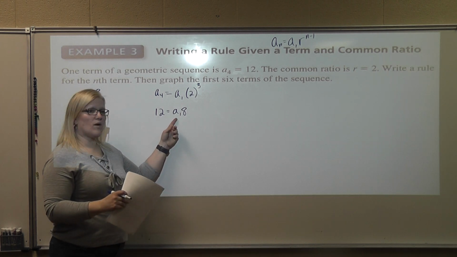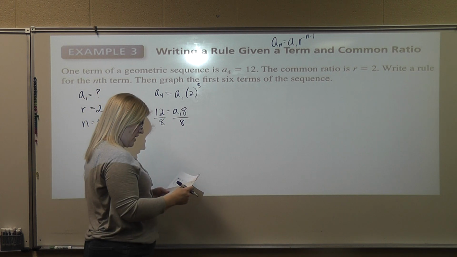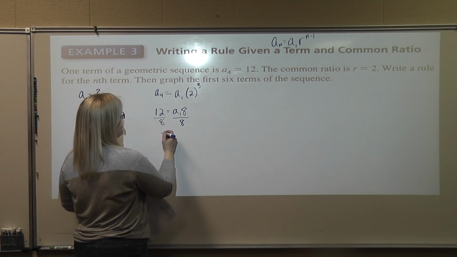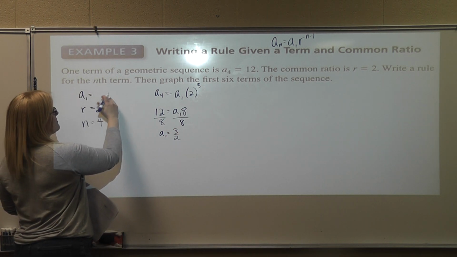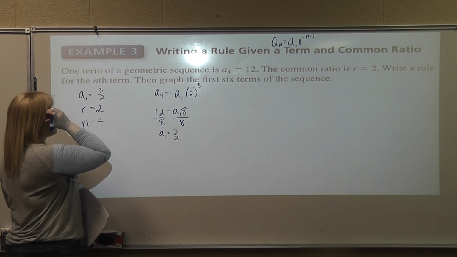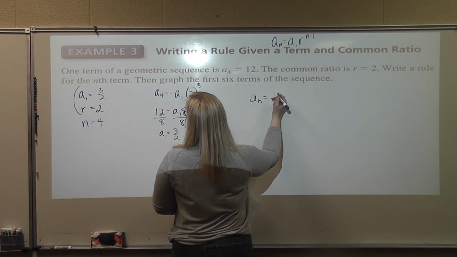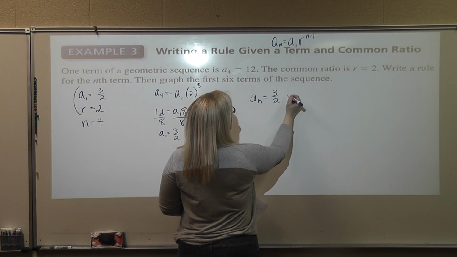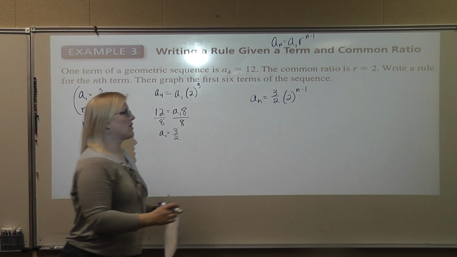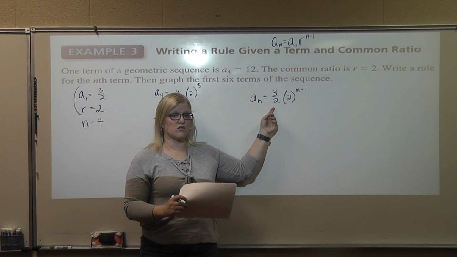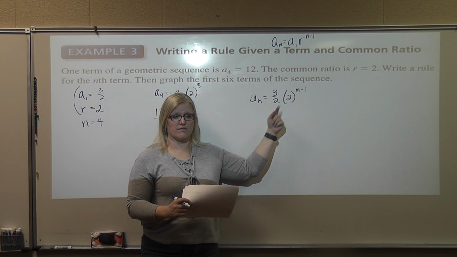Okay, and now we just have our one variable. So we divide by 8, and 12 divided by 8 is 3/2. So a sub 1 is 3/2. So we have the two pieces that we need. So a sub n equals 3/2 times the ratio 2 to the n minus 1 power. Again, we can't cancel these 2's, okay? This is separate, okay? This has the exponent and this does not.